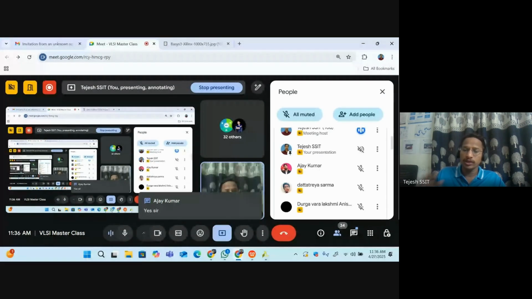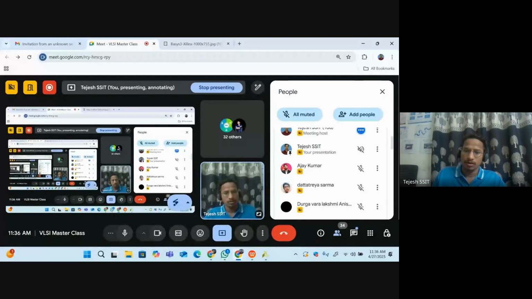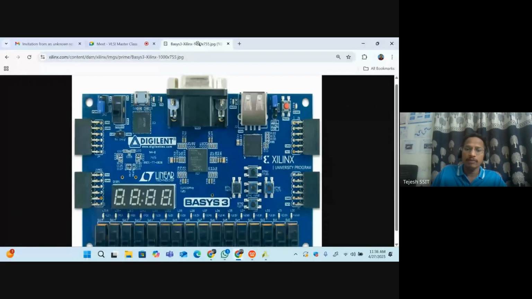So suppose you are doing some project. You are doing the UART protocol, and you represent your output in 7 segment. So is the 7 segment available in this FPGA board or not?